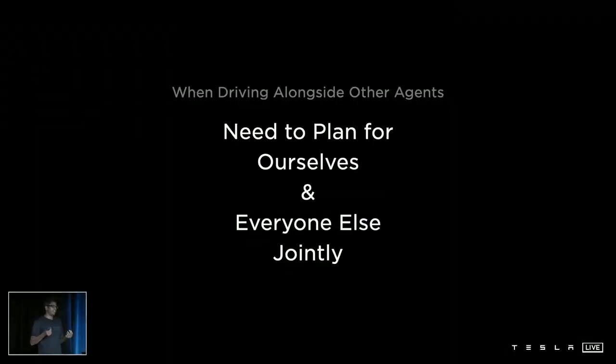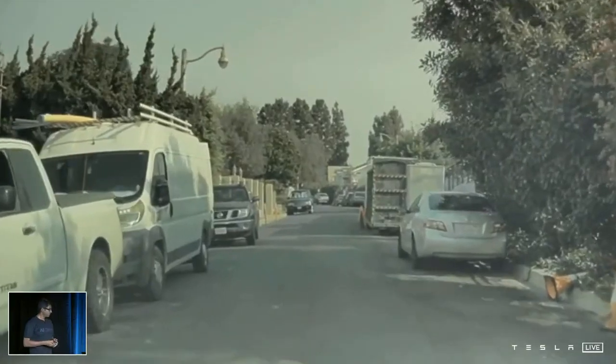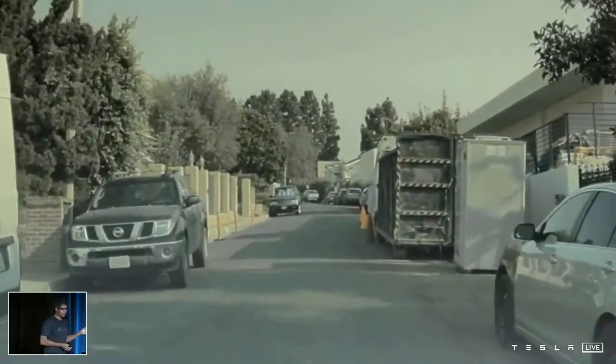When driving alongside other agents, it's important to not just plan for ourselves, but instead we have to plan for everyone jointly and optimize for the overall scene's traffic flow. In order to do this, what we do is we literally run the autopilot planner on every single relevant object in the scene. Here's an example of why that's necessary. This is a narrow corridor. I'll let you watch the video for a second.